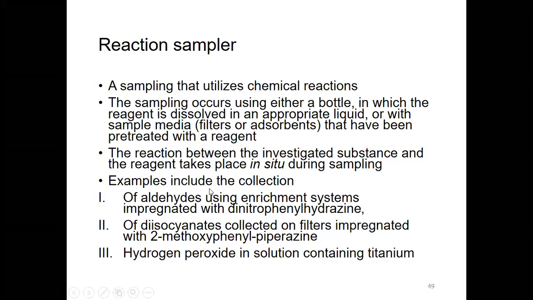These are some examples of gas sampling collection using a reaction. So for example, when we need to collect aldehyde using enrichment systems, we use the media impregnated with dinitrophenyl hydrazine. So then the aldehyde reacts with it. Similarly, diisocyanates are collected on filters impregnated with 2-methoxyphenyl piperazine, and collection of hydrogen peroxide can be done in a solution containing titrate. So those are some reaction entrapment examples.